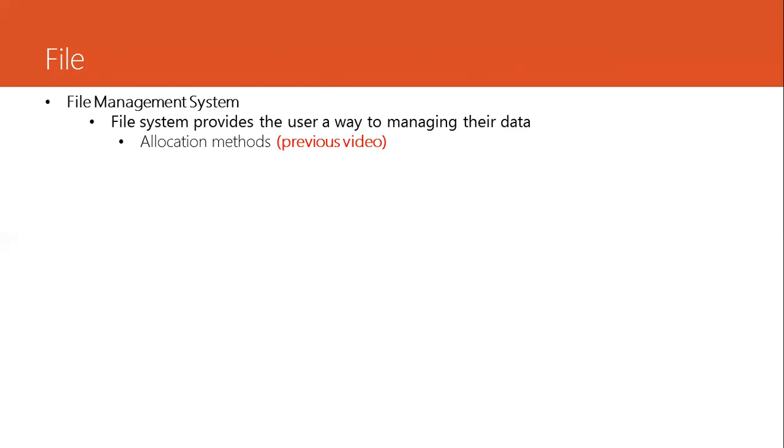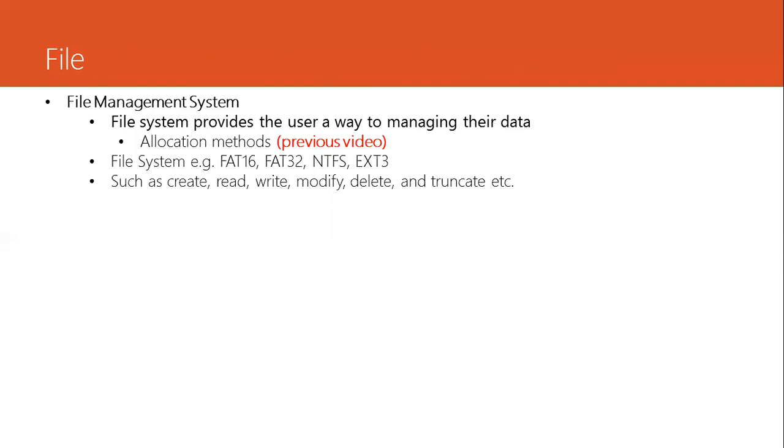These mappings are what define a file system, such as FAT16, FAT32, NTFS, and ext3 file systems. All of these file systems provide an interface to the user with various support, and allow the user to perform various activities on their files, such as creating a file, reading, writing, deleting, modifying, truncating, etc.